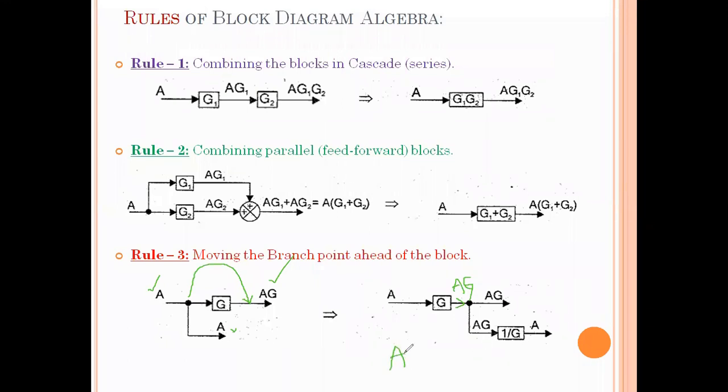So if we add a block in series with the signal having a gain of 1 by G, that means the output will be AG into 1 by G. So this G and this G will get cancelled out. We will get A.